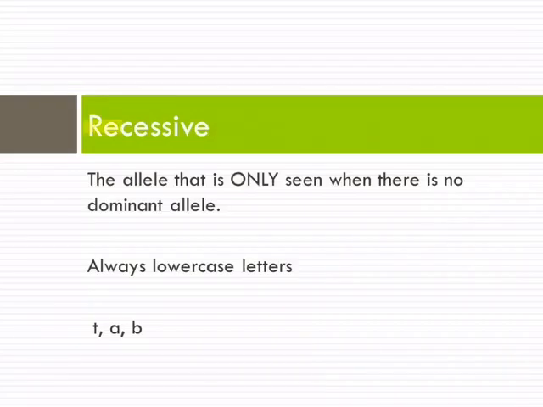The opposite of dominant is recessive. So recessive alleles are only seen if there's no dominant allele. They're written as lowercase letters. So in order to show a recessive trait such as blonde hair, you would have to have two little letters as a genotype.